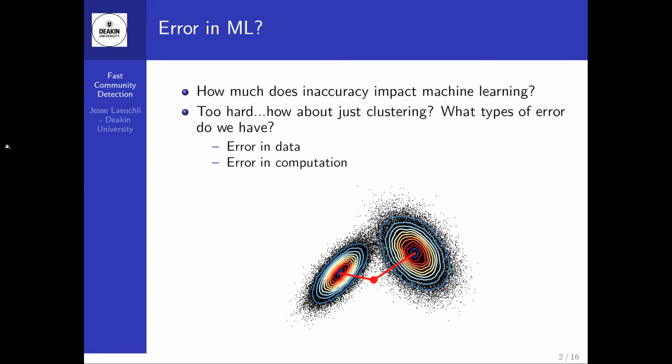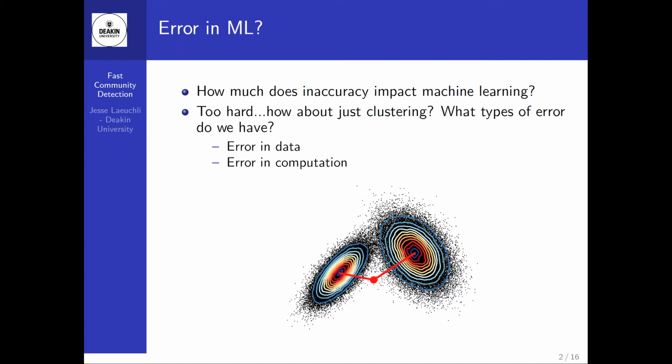So the overall research question I'm interested in is how much does inaccuracy impact machine learning computations? This is something that's well understood in physics, that there are many places in a physics simulation you can compute inaccurately and still end up with a very accurate final result. And practitioners of machine learning are also aware that there are many times in machine learning where you can compute inaccurately and still end up with a very accurate algorithm in the end. So I'm interested in quantifying that and rigorously showing where that's possible.